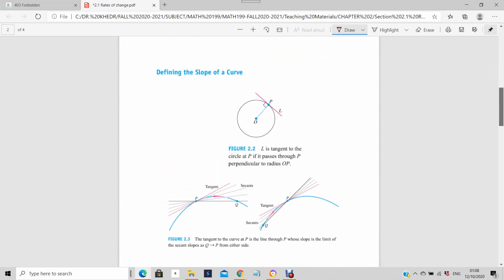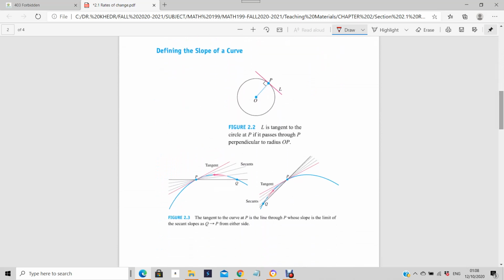Now, let's define the slope of a curve. What we mean by the slope of the curve is the slope of the tangent line to the curve. The tangent line is different from the secant line. So what is the tangent line?